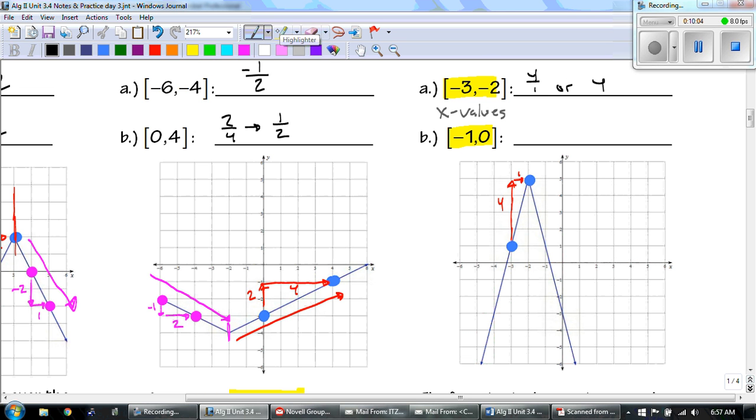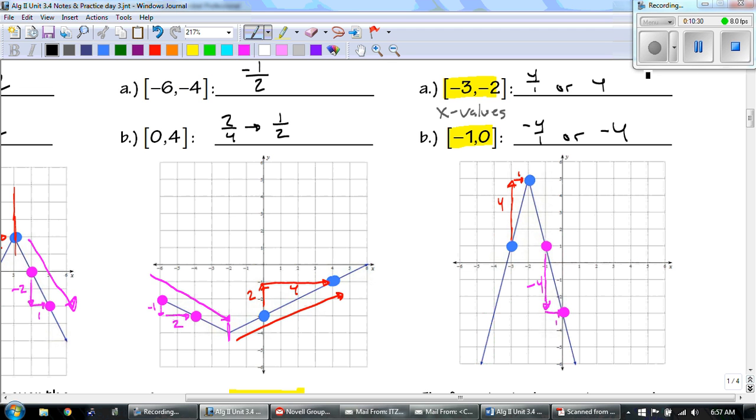And then we have from -1 to 0, which is right there. And from here, we're going down 1, 2, 3, 4. We went down 4 and then to the right 1. So that's -4 over 1 or -4.